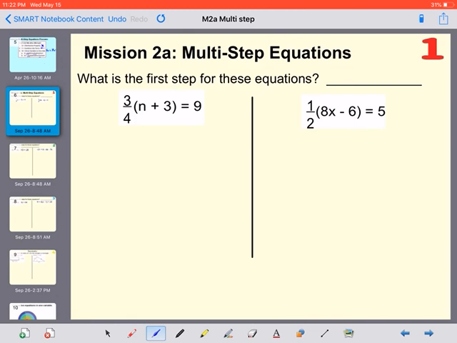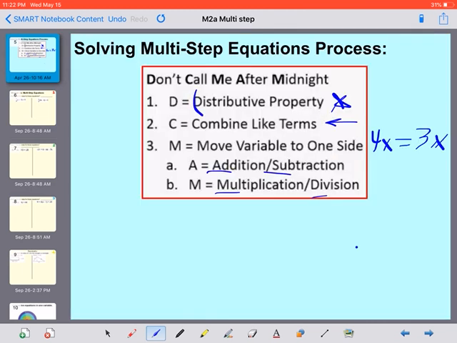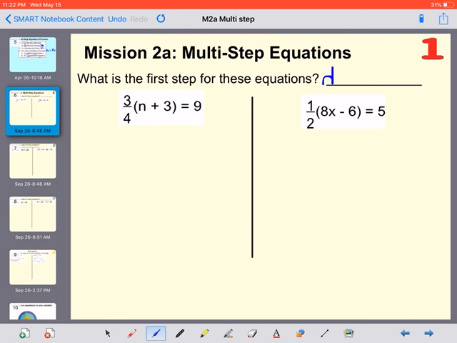So let's look at our first two questions. What's the first step for these equations? They both have parentheses, so that is our distributive property. So our first step is to distribute. So draw your line down. Whatever we do to one side, we have to do to the other. But before we do that, we have to distribute.